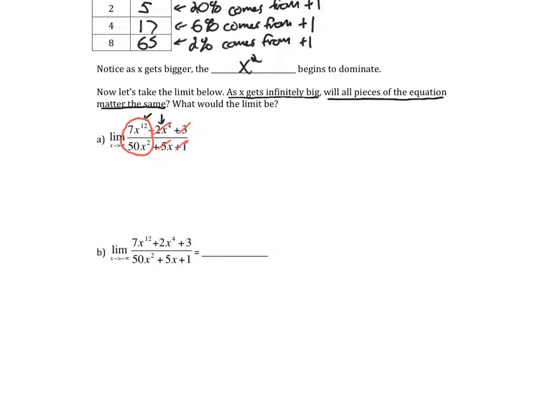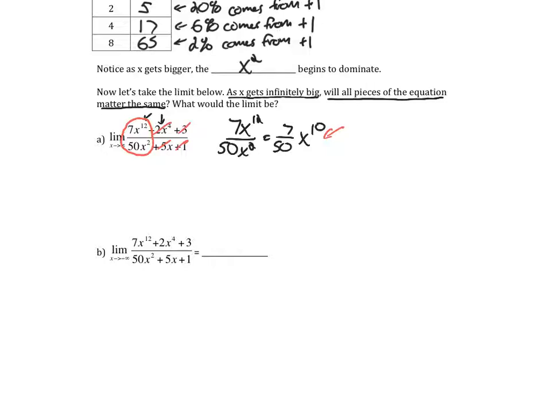So let's take a look at what we have left over. When we're evaluating the limits, we're really only looking at 7x to the 12th over 50x squared. Those are the terms that are really going to matter. Well, if those are the terms that matter, is there any way I can combine and simplify this? I could simplify this to 7 over 50, those numbers. X to the 12th over x squared would simplify to x to the 10th. So when I'm evaluating the limits, this is really the function that I should be looking at. It's going to have the same limit as my original one would.